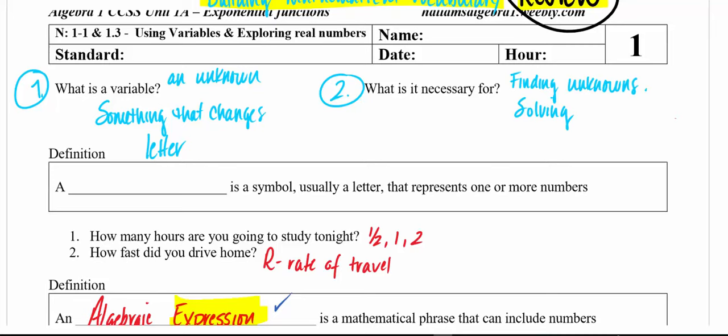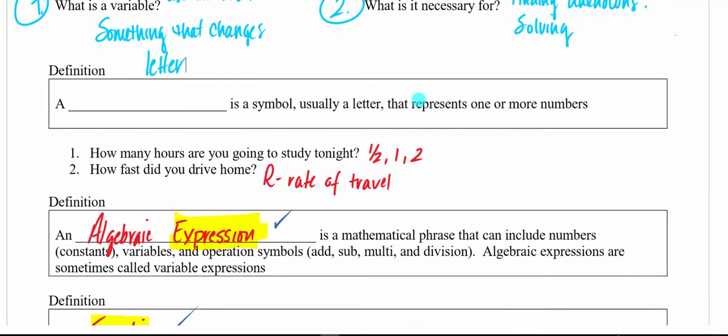What's it necessary for? Finding unknowns. So usually we don't know what it is, but it helps us find that thing that we're looking for. Usually involved with some form of solving. Right? So those should be the general terms so you have an idea of what a variable is. But let's get down to what the book defines a variable as, just so we can have a concrete way to talk about it.